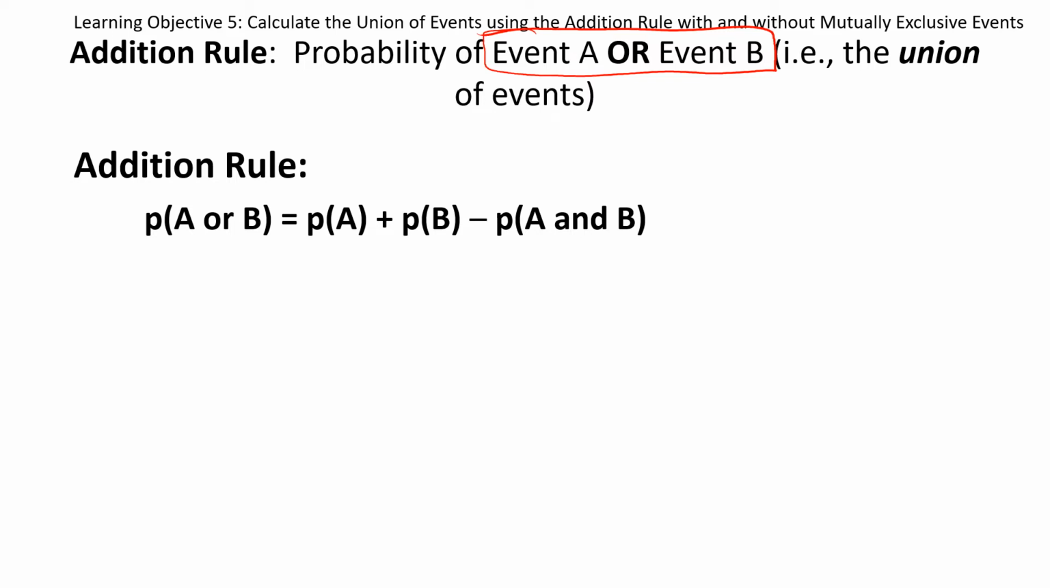So the probability of A or B is going to be equal to the probability of A, the simple probability of A, plus the simple probability of B, minus the joint probability of A and B. Why do we need to subtract this A and B? Take a minute to think about why we need to subtract the A and B.